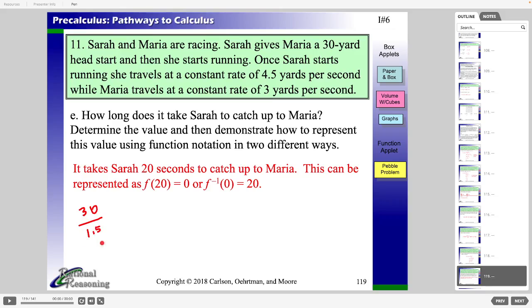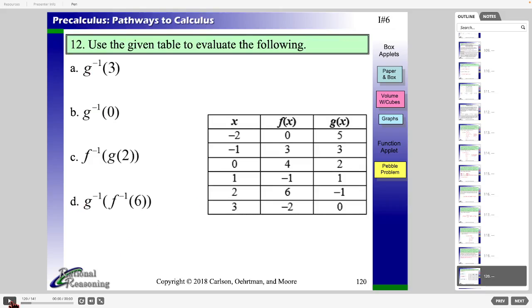1.5, so that's 1.5 each second, just getting closer. And we get a bit of 20. And again, just more practice. We've got a table. What is the inverse of 3? That means we look for the output of 3 and read what the input is. This is an inverse, so we read the output 0. Here it is, and we read the input. And this is an inverse function.